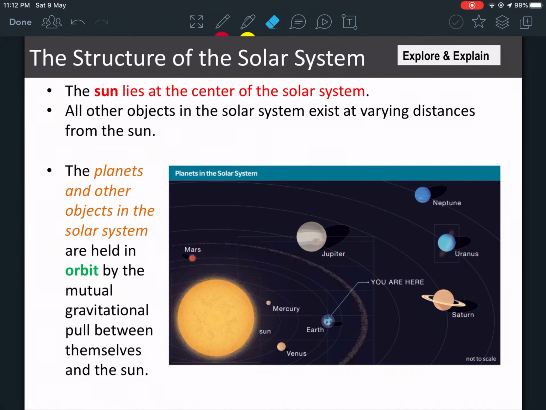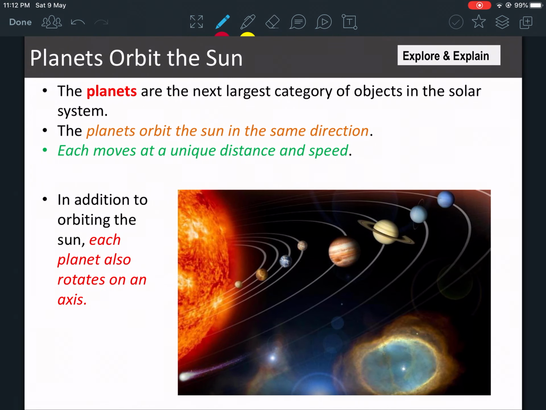Okay. So the structure of our solar system: the planets and other objects in the solar system are held in orbit by mutual gravitational pull between themselves and the sun. Okay, so this is our solar system. These exist at various distances from each other. The planets are the next largest category of objects in the solar system. Planets orbit the sun in the same direction. They all orbit the sun like this. So these are all the planets.